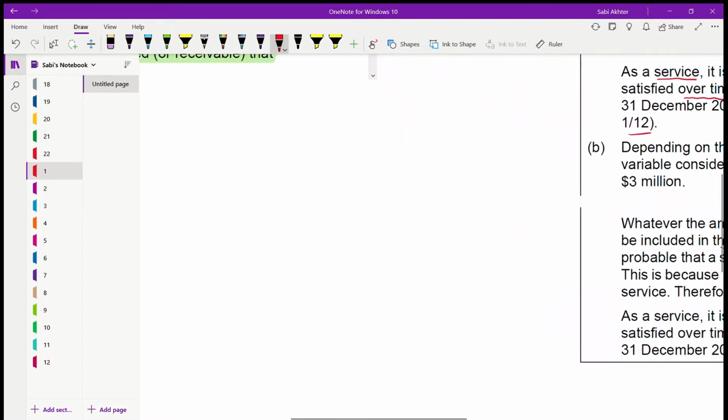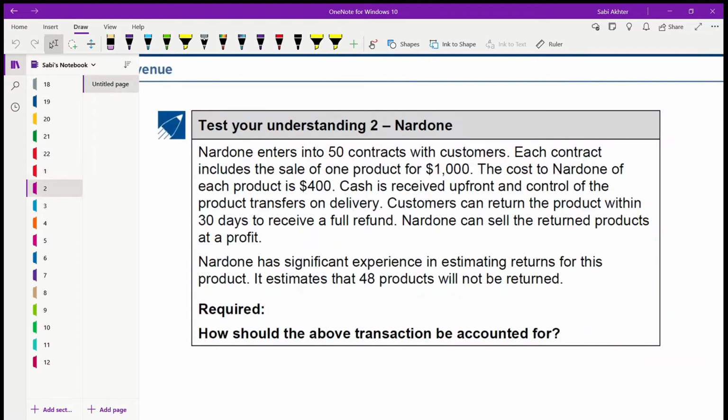Now let us go to B. Now Nowden enters into 50 contracts with customers. Each contract includes the sale of one product for 1,000. The cost to Nowden of each product is 400. Cash is received upfront and control of the product transfers on delivery. Customers can return the product within 30 days to receive a full refund. Nowden can sell the returned products at a profit. Nowden has significant experience in estimating returns for this product. It estimates that 48 products will not be returned. How should the above transaction be accounted for?